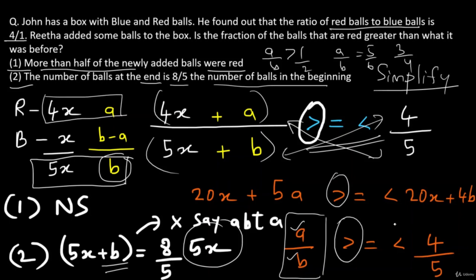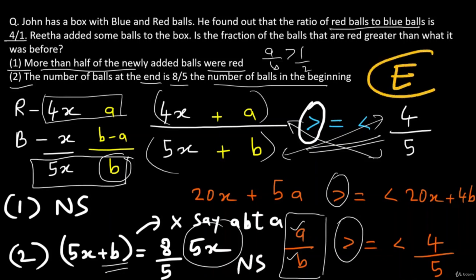Now let's combine statement 1 and 2. If you combine statement 1 and 2 also, we don't get any extra information, right? Statement 1 says that A/B is greater than 1/2, and statement 2 gives us B in terms of x. Again, there is no additional information to derive whether A/B is greater than 4/5 when we use statement 1 and 2 together, right? Therefore, the correct answer to this question is option E, that is, both statements together are not sufficient, and using both the statements we are not able to solve the given question.